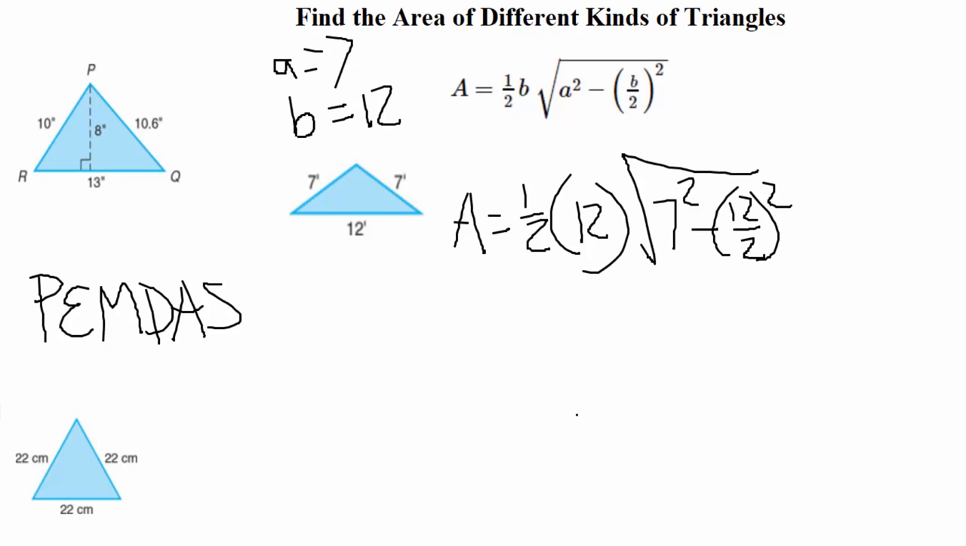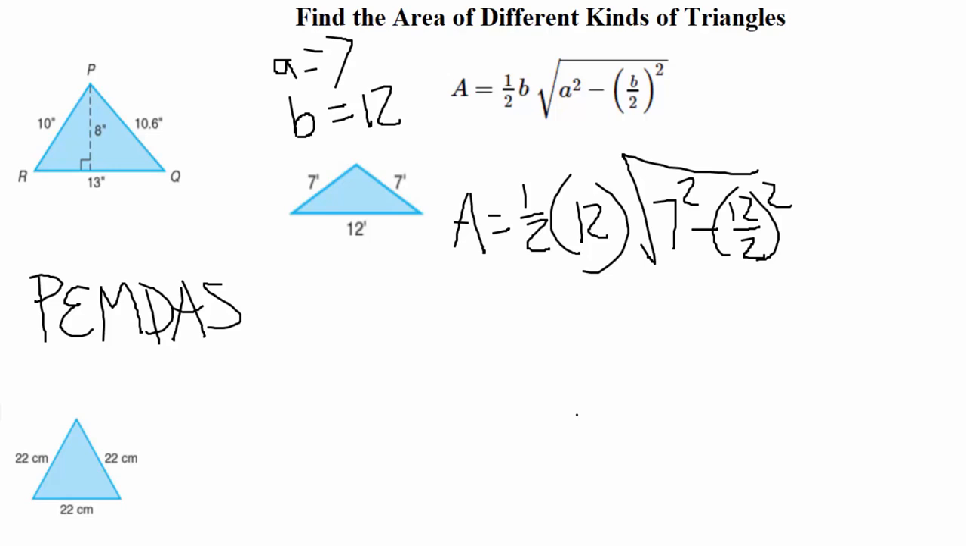So taking a look at the problem that we have, we have a lot of different things going on. 1/2 times 12 times the square root of 7 squared minus 12 divided by 2 squared. So that square root symbol, we treat almost like it's a parentheses. We need to simplify everything underneath that square root symbol first. And underneath the square root symbol, we have a few things going on.